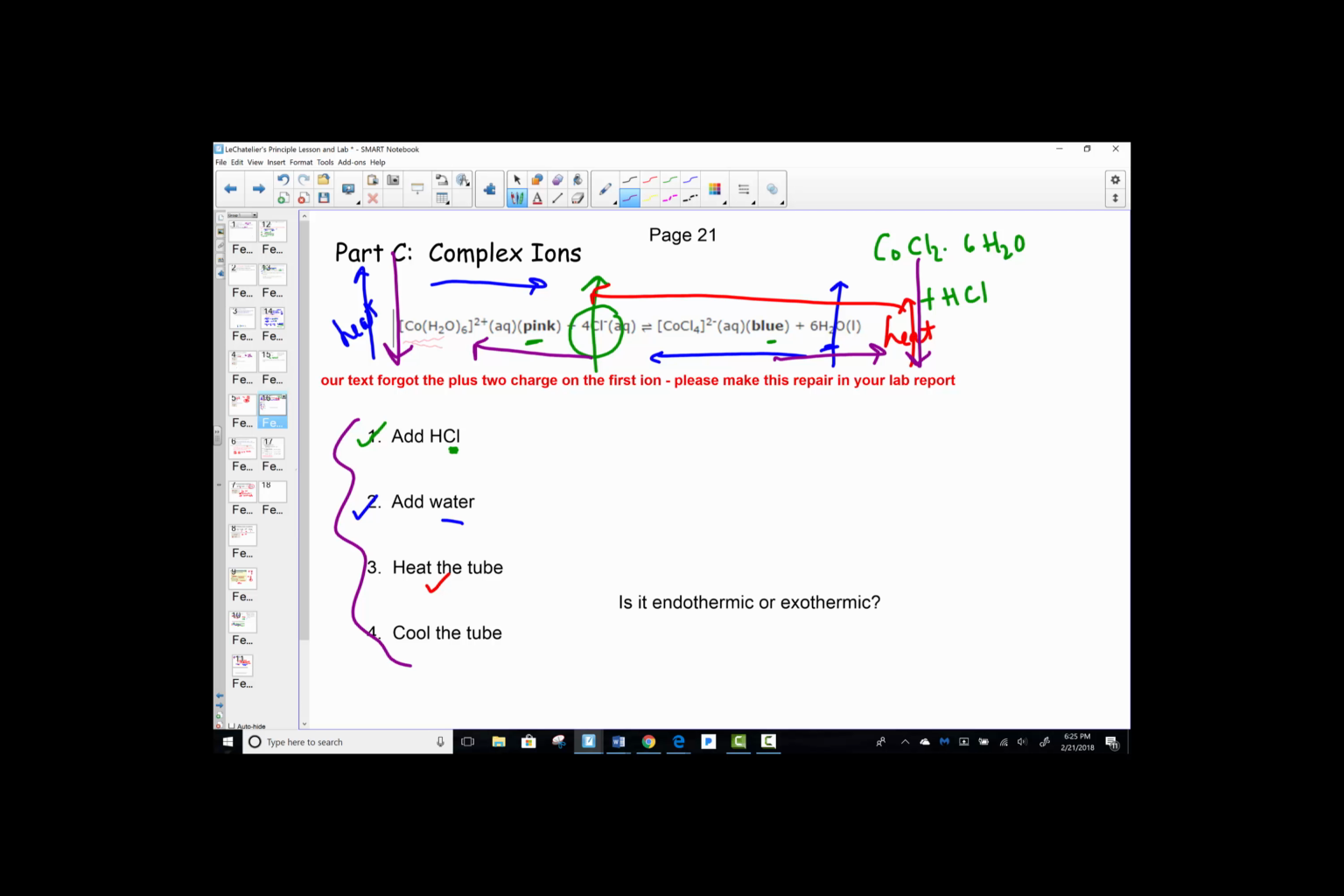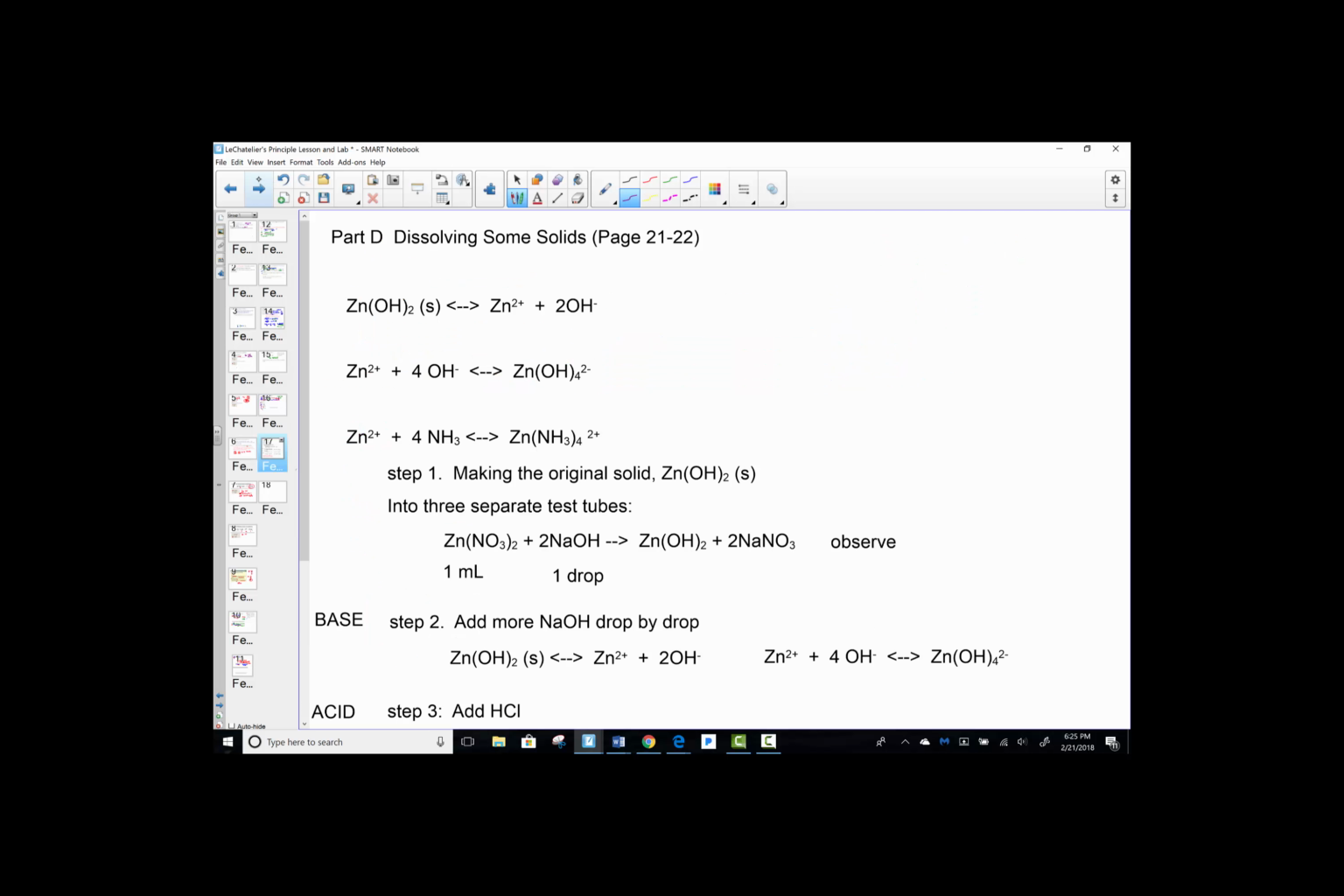This one is nice, just like part A. The colors are how you know what side of the arrow you're on. Remember in part B, you know what side of the arrow you're on by looking to see if it's cloudy or clear. One more part, and that's part D, dissolving some solids. We're going to take a look at part D.